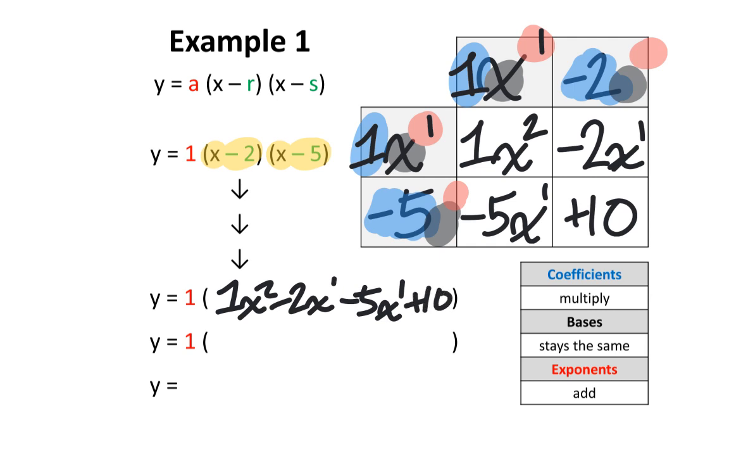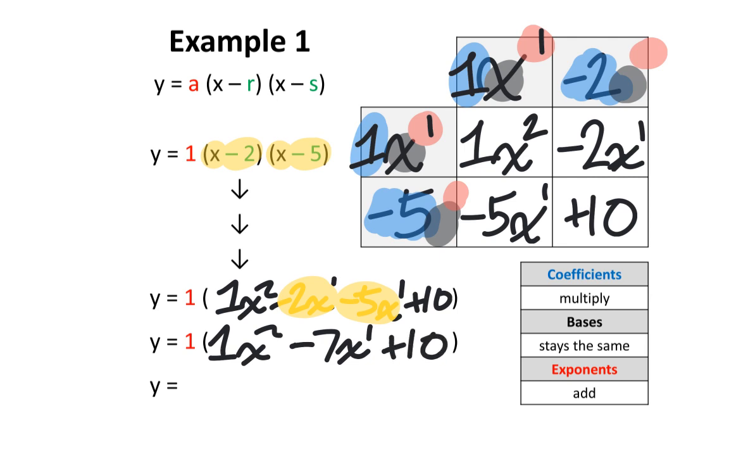At this point, you want to identify like terms. These are like terms since they have the same base and the same exponent. When you combine like terms, we're going to get negative 7x to the power of 1. When combining like terms, the base stays the same and the exponents stay the same as well. This 1x to the power of 2 hasn't changed, and this positive 10 hasn't changed as well.